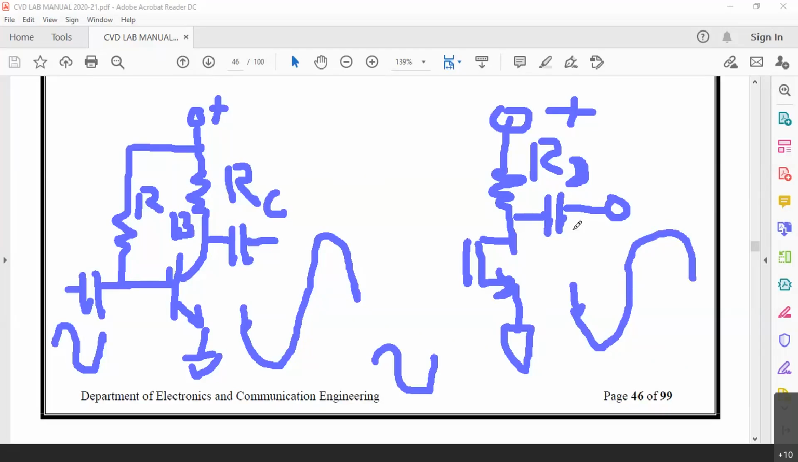What about the input? Do we require a resistor to the gate? Just like we have an RB here, do we require a resistor to the gate? That is my question. Can anybody answer? I don't think so, sir. Yeah. So why not? Why not?